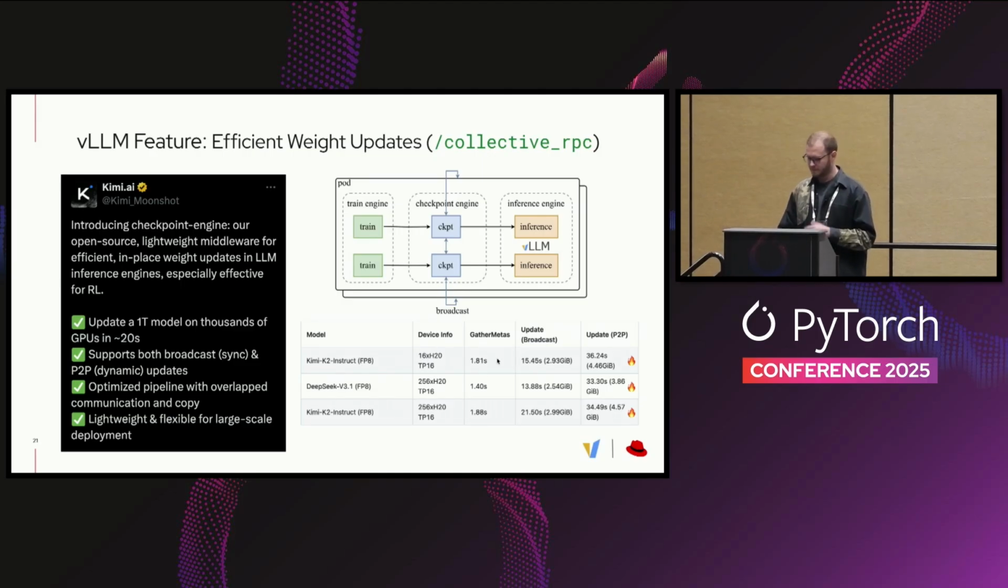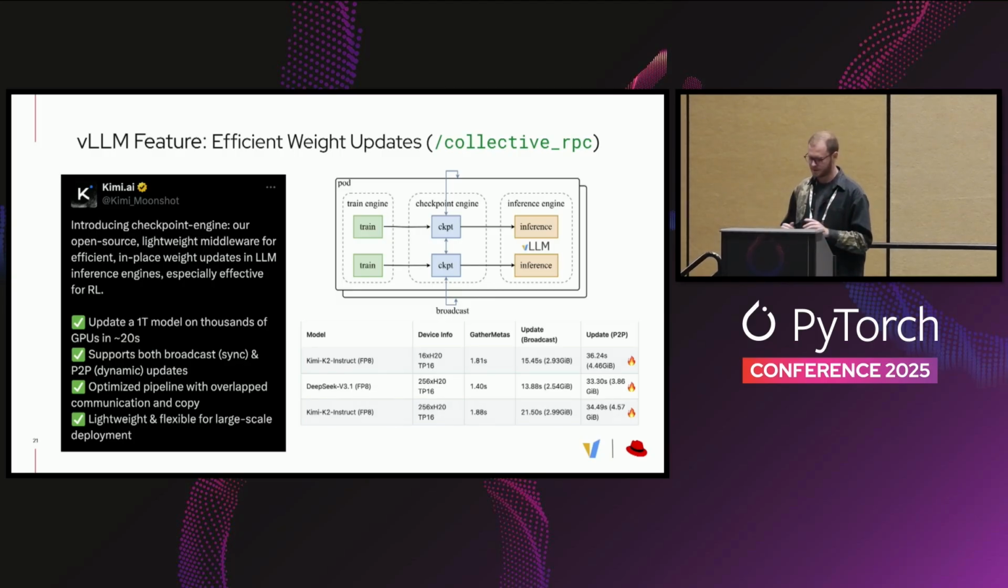We have some benchmarks here where they show a Kimi model and a DeepSeek model running on 16 H20s or 256 H20s, and how long it takes to gather and synchronize the processes together and get them to update peer-to-peer or broadcast. They developed this checkpoint engine to manage the training engine and the inference engine, for which they used vLLM.